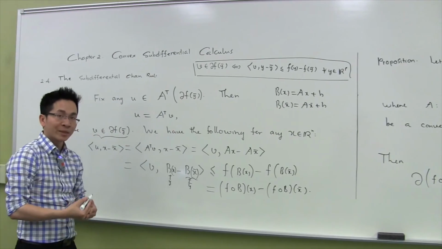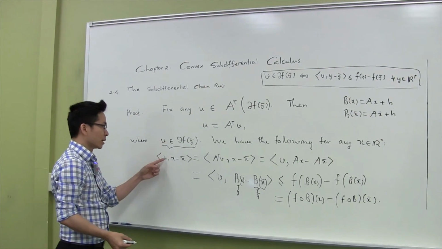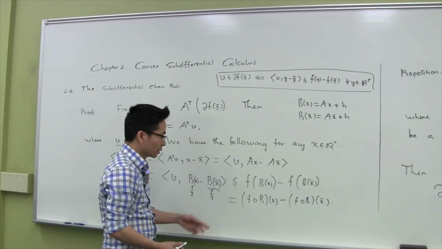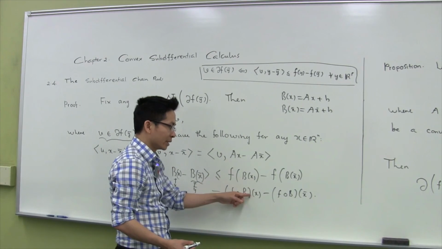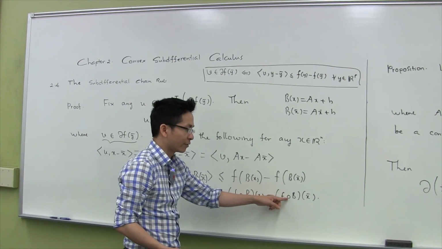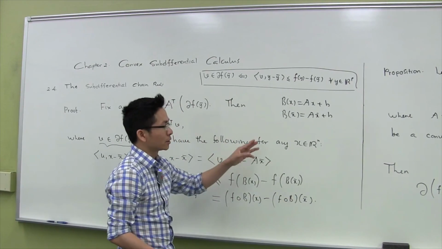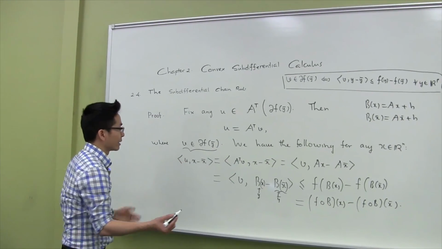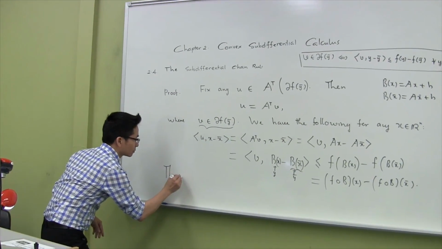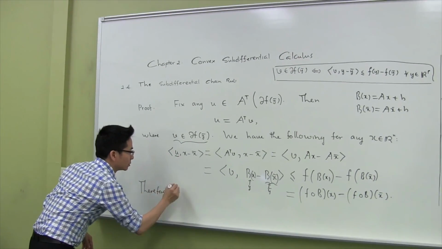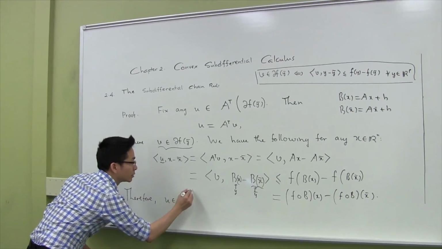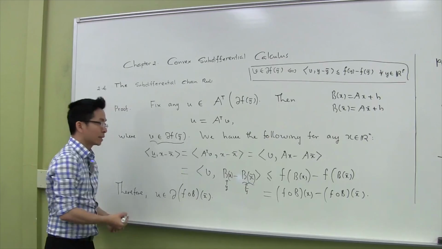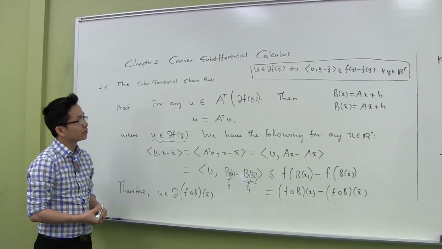Okay. To summarize, we see the following: the inner product of u and x minus x bar is always less than or equal to the composition of f and B of x minus the composition of f and B of x bar, and this is true for all x in Rn. By the definition of the subdifferential, we have the following. Therefore, this element u belongs to the subdifferential of the composition of f and B at x bar. Okay, so we have completed the proof of the proposition.